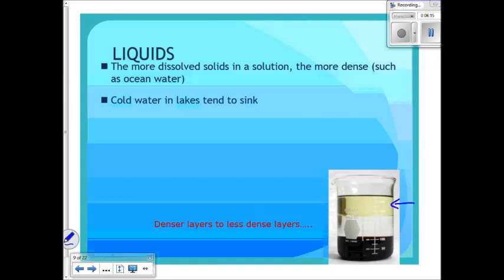So this layer right here is the least dense out of the three. It's on top. The middle layer is more dense than the top layer, but less dense than the bottom one. This one would be the most dense out of all three. So you'll see them layer out based on their densities. The more dense it is, the more it will sink; the less dense it is, the more it will be on top.